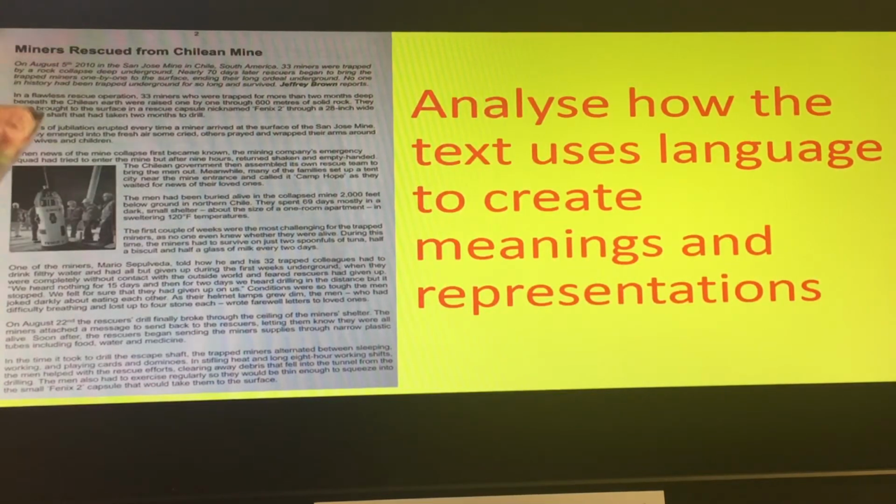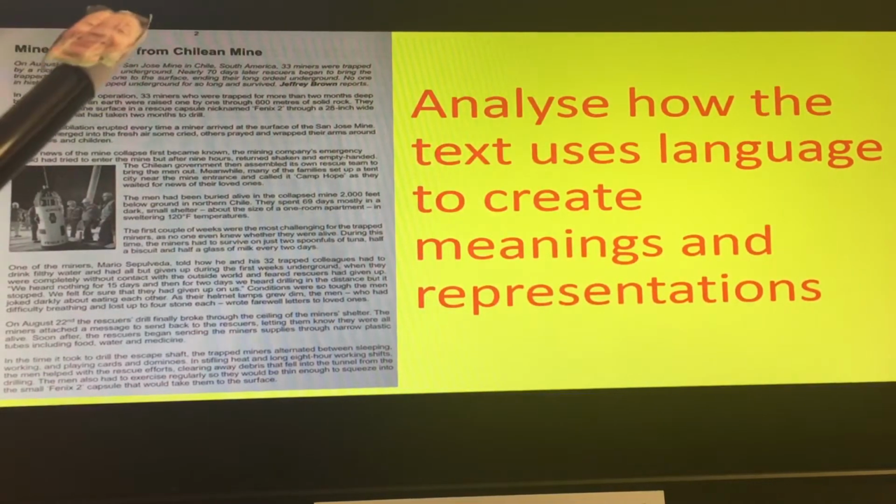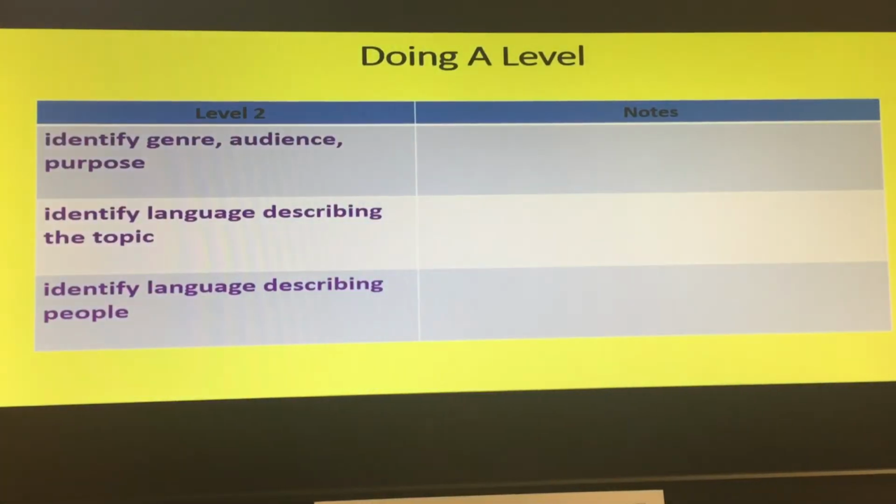So we've got this text, miners rescued from Chilean mine, haven't we? And we read it and we think, right, well, what do we do with it? How do we break it down into 3 or 4 sections? And that's what I'm going to try and explain. So what I advise you to do is that whenever you read a text and you have to answer a question like the one I've just given, you break it down into these 3 areas. And I'm going to give you an example of how that can be done.